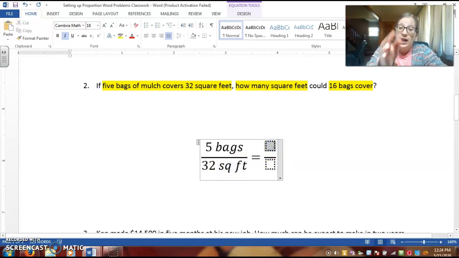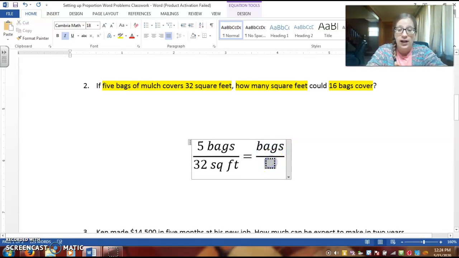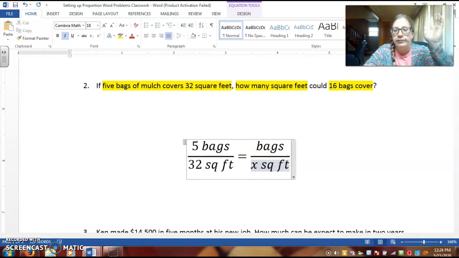Because I have the first fraction set up, I can go to the other side and tell myself that the top better have bags and the bottom has to have square feet. Now that I know the relationship of that other side, I can reread and find out where to place the numbers. The second part of this sentence said how many square feet. If I'm saying how many square feet, that means I don't know what number to place here. So we're going to put X. You could put T, S, F, whatever you want. It doesn't make a difference. A variable is a letter that just represents a number that we're trying to find.